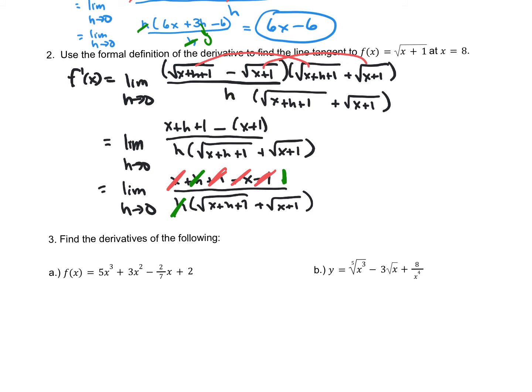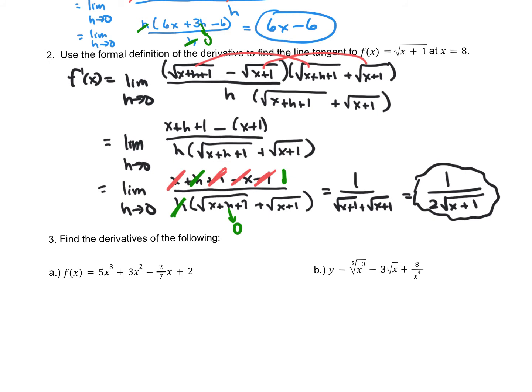So now I only have one h left, and that's the h inside the square root, which is okay, because if I put a 0 in for there, I don't get 0 for the whole bottom. I just get 1 over radical x plus 1 plus radical x plus 1, which is going to lead me to my final derivative, 1 over 2 square root x plus 1.